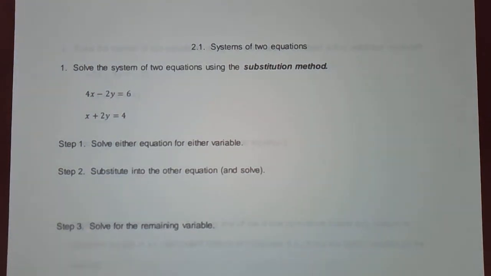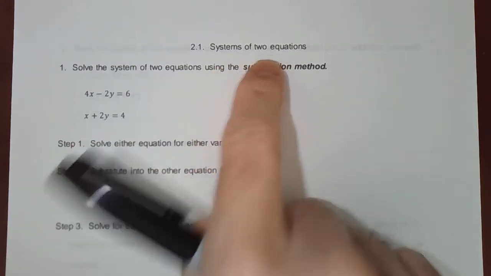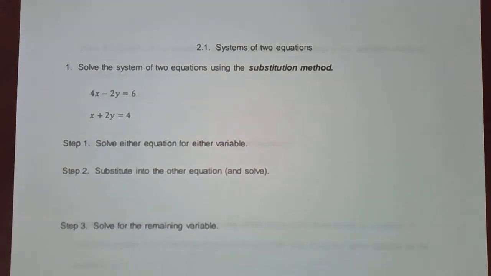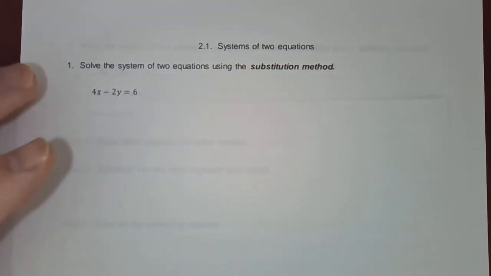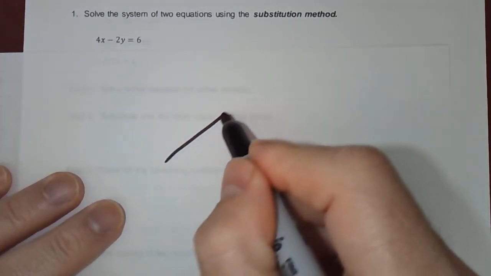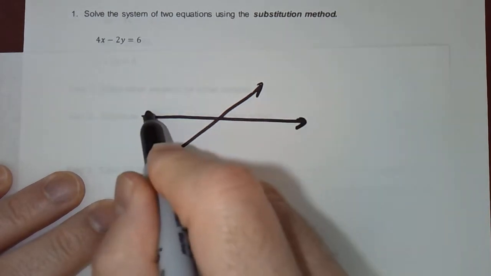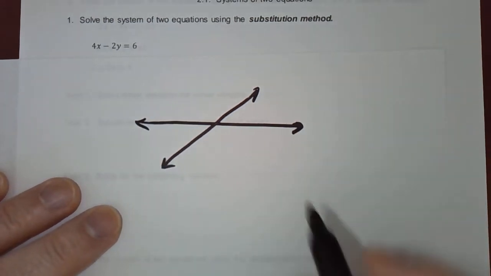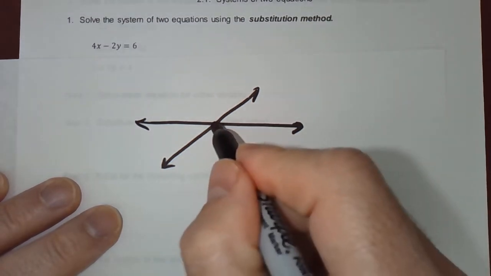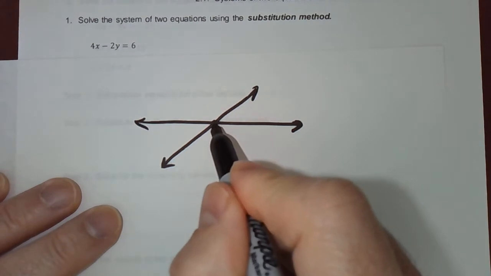Now that we've learned just about everything there is to know about linear equations, we're going to start solving systems of linear equations. And we'll start off with systems of two linear equations. Geometrically or graphically speaking, if this is the graph of two linear equations, then the solution to the system of two equations is the single point where they intersect. That ordered pair right there.